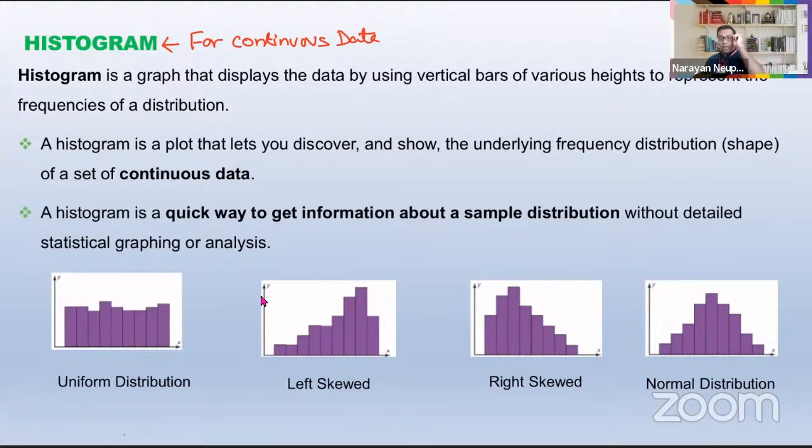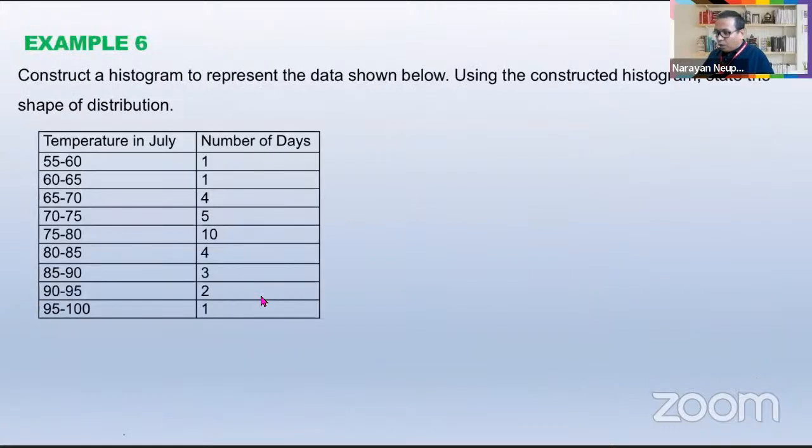Okay, so let me quickly show you how we can draw a histogram. Then we can come back to this slide and discuss a little bit more. So let me go to example 6. Did you find that example? Example 6. So if you look at the data given there, you can see we have the temperature in the month of July, and we are asked to construct a histogram to represent that data.